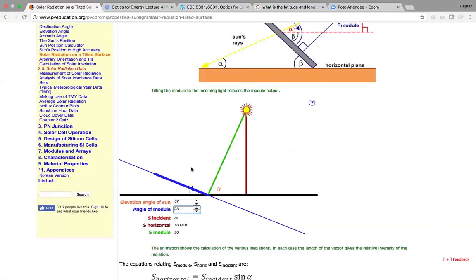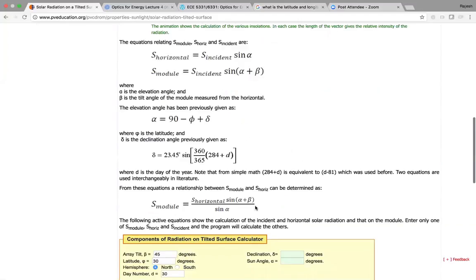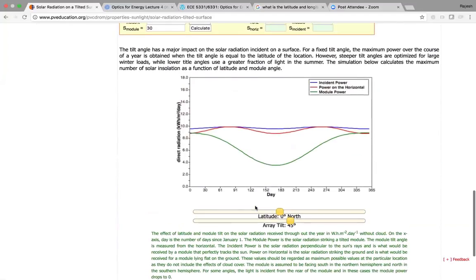Because you need to move the panel in order to track the sun, and we'll talk more about that. Now, the impact of all this can be seen in this curve, which is actually a very useful and important way to visualize what's going on. So let me take a few minutes to explain what this plot is.